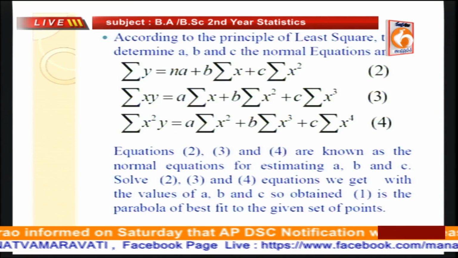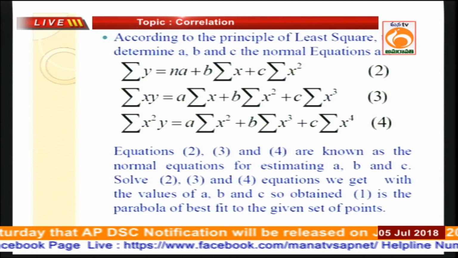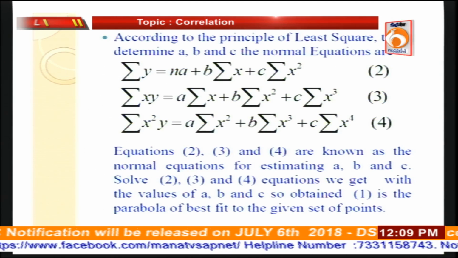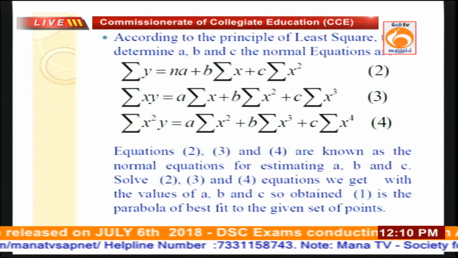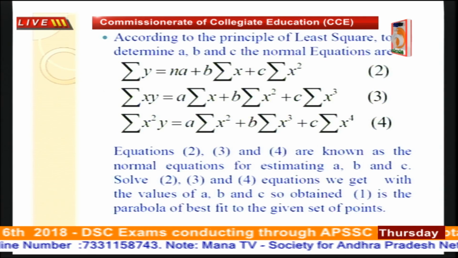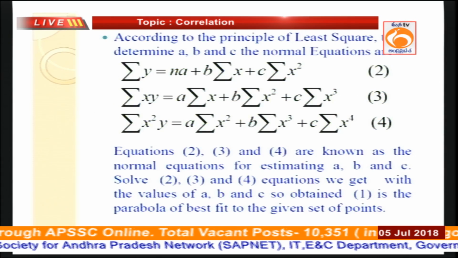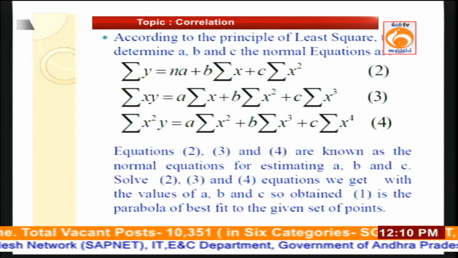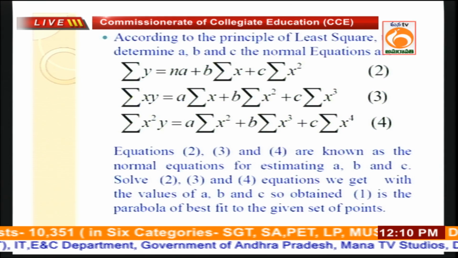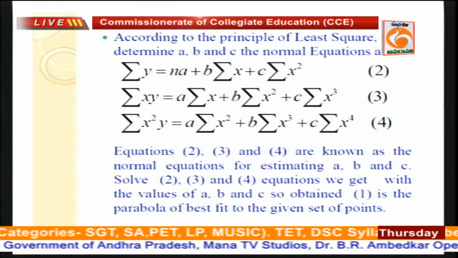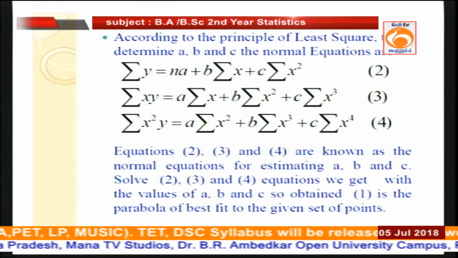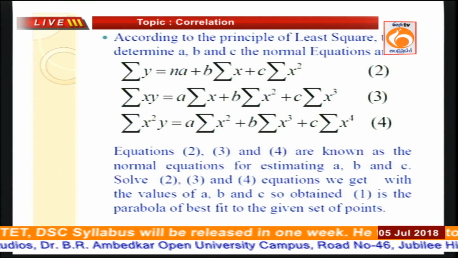Now, we have to calculate the summation x square, summation x cube, summation x power 4, summation xy, summation x square into y from the data here. Substitute all these values in equations 2, 3, 4 and solve them, we get a, b and c. So, the equation obtained is the parabola of the best fit to the given set of points.